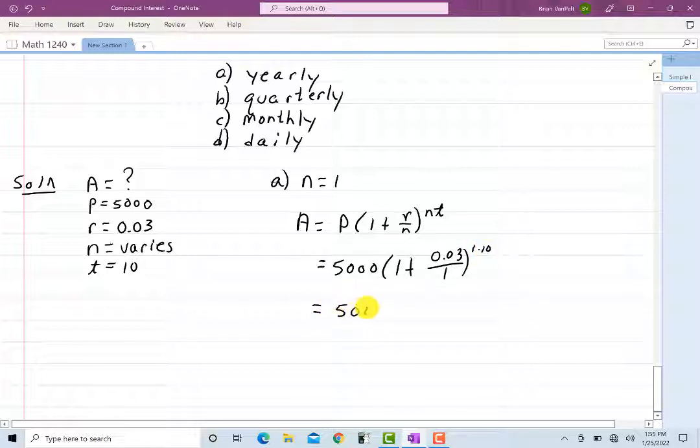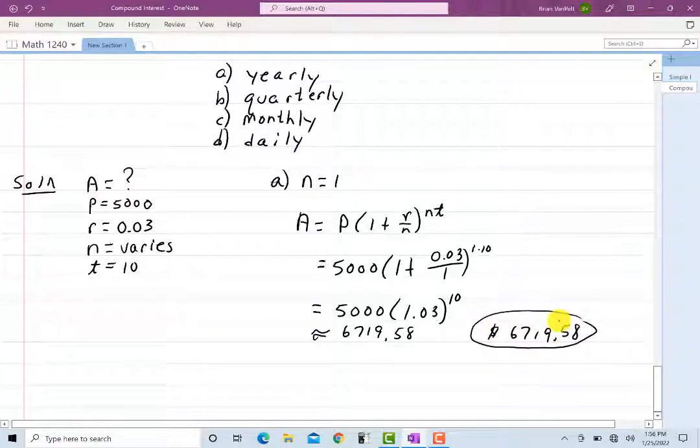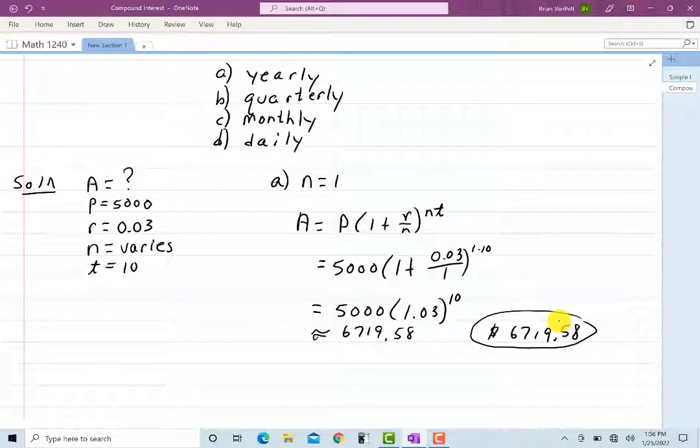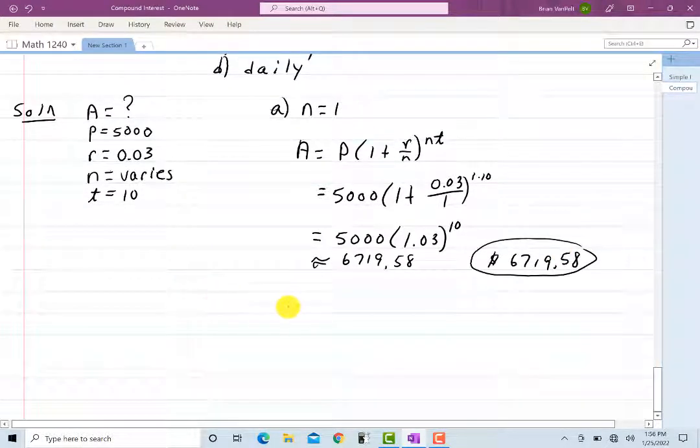I'll simplify just a little bit and let my calculator compute this. Here I get 6719.58. And that takes care of yearly. Remember, my numbers should get higher as I go along, so that's one way that you can check to see if you're doing things correctly.